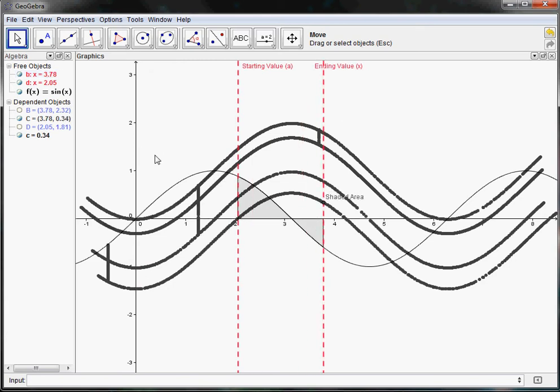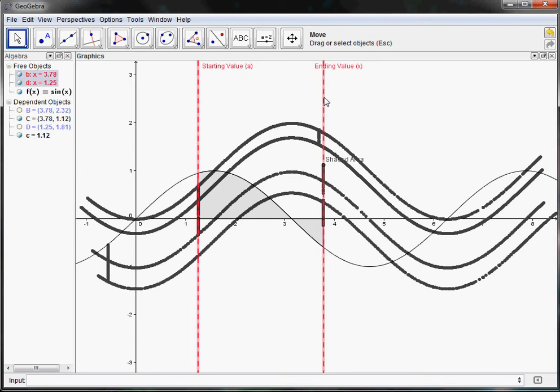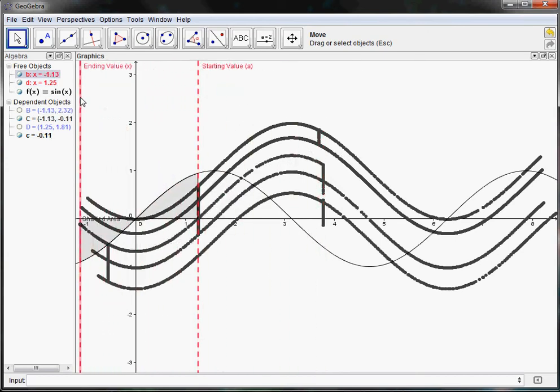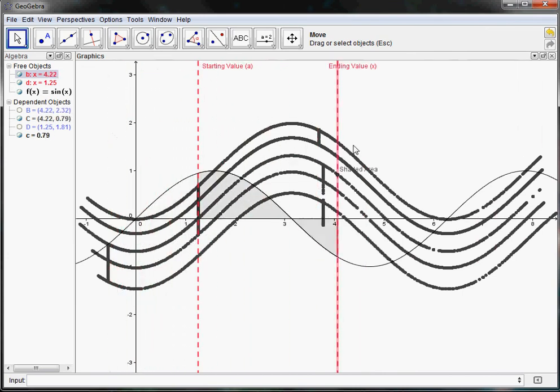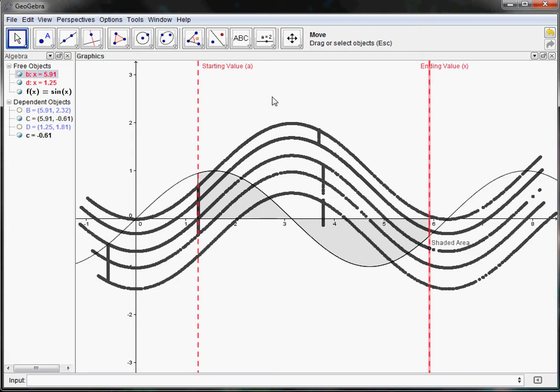Okay, and one more. I want to get one right in the middle. Whoops, why did I try to drag that? One right in the middle there. Beautiful. There we go. Awesome. Okay, so let's look at the derivative of all these area graphs. Well, one thing we should hopefully notice is that the derivative is going to be the same regardless of the starting value of a. It's just moved up a little bit.